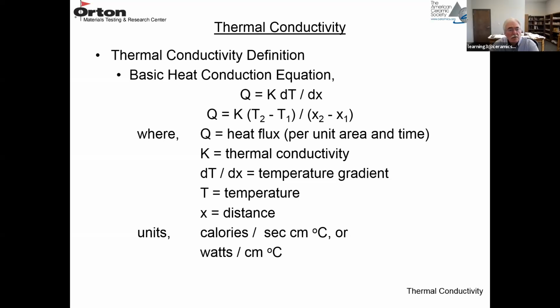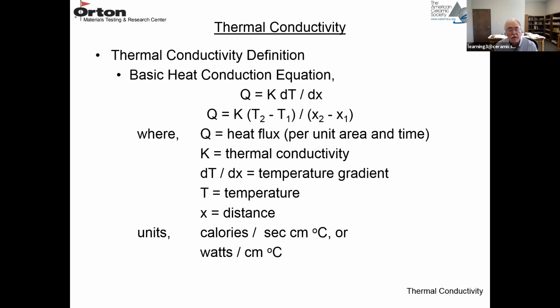So the basic heat conduction equation: Q is the heat flux, and that's per unit area and time, equals the thermal conductivity K, and that's what we're interested in measuring, times the thermal gradient. So dT/dx is the temperature gradient, T is temperature, X is distance.